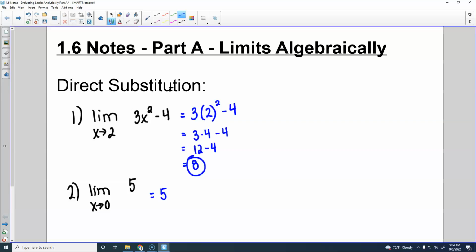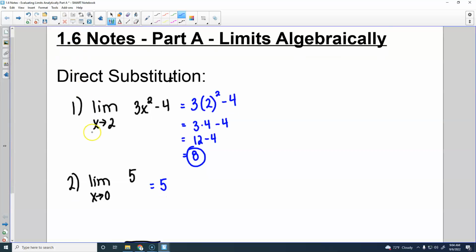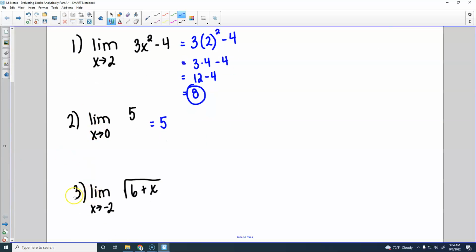So if you have a constant number, just a number, your answer is that number. It doesn't matter if this is x approaches 0, x approaches 10, x approaches 4, x approaches infinity. It does not matter what it is. This is going to be 5 every time. Okay. And then for something like number 3, we're going to have the square root of 6 plus negative 2, which will give us the square root of 4, which equals 2. So 2 is our answer.